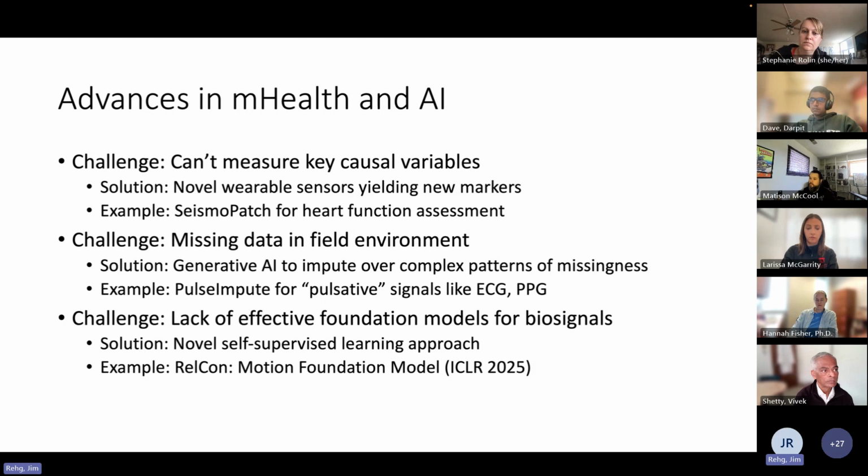And the last challenge, as I was alluding to already, is the lack of effective foundation models. For these biosignals like accelerometry or PPG, we don't have the same level of technology that exists for text and images. And there's a question of how to approach that and how to close that gap. All right, so I'll talk about each of these three in a bit more detail.